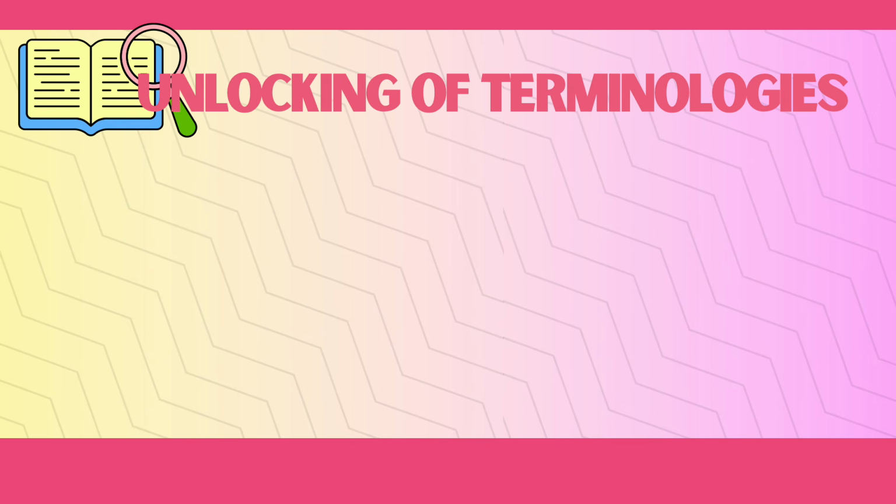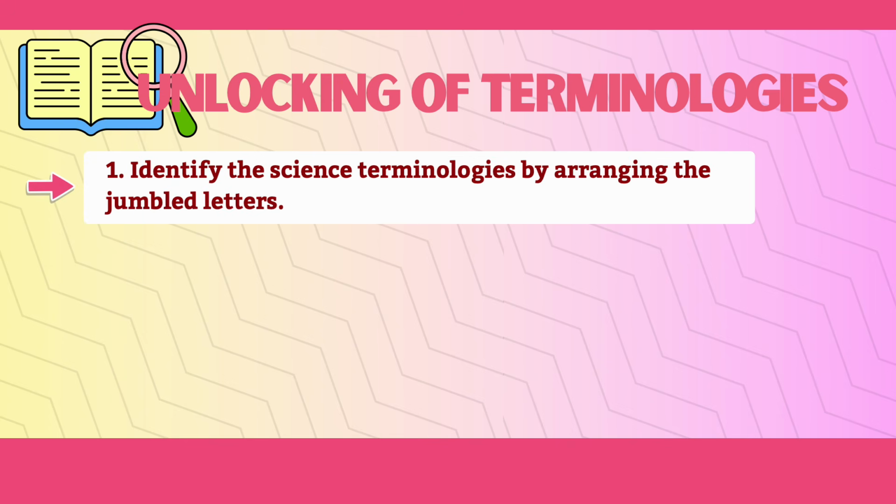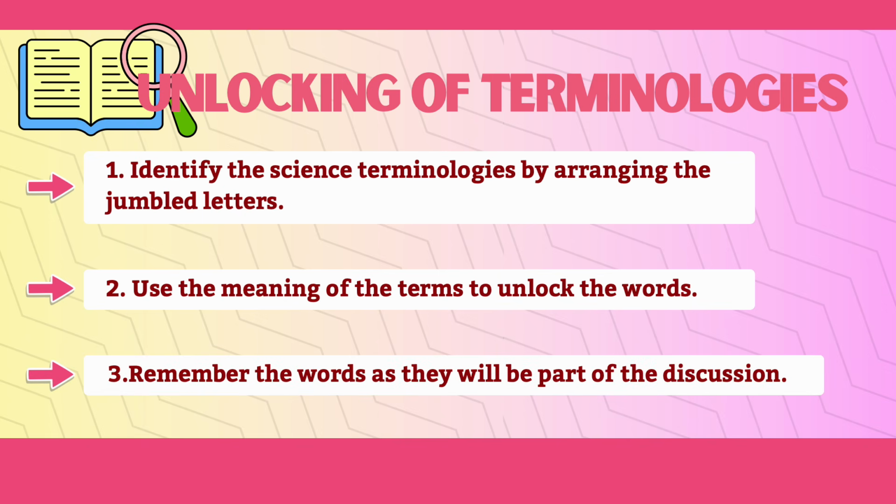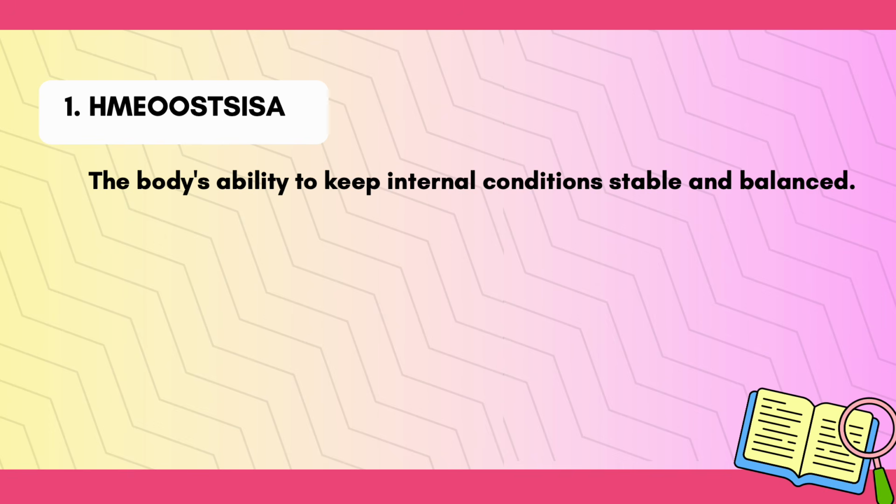Before the lesson proper, let's unlock some important science terms. You will see jumbled letters together with meanings and use each meaning as a clue. Then arrange the letters to identify the correct term. Remember these words because they will appear throughout our discussion. Let's unlock the first three terms. The body's ability to keep internal conditions stable and balanced is homeostasis.